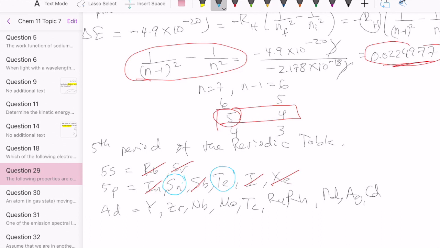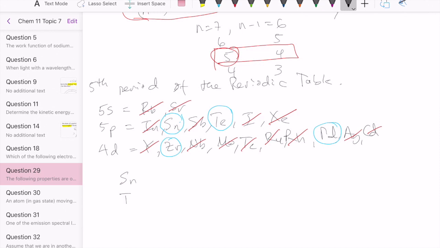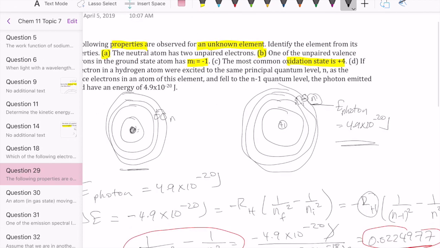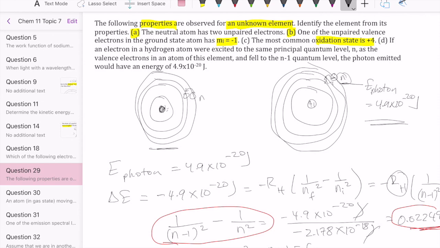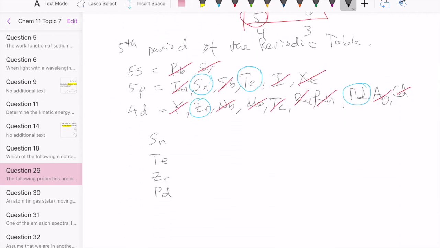And then in the 4d group, most of these could be removed with the exception of zirconium or Zr, and then palladium or Pd. So I'm going to write them right here, Sn, Te, Zr, and Pd, as the four potential elements. The other clue that we were told is one of the unpaired valence electrons has an m sub L equals -1. Remember that that's one of the quantum numbers, the magnetic angular momentum quantum number. So in order to use that clue, we're going to have to figure out the electron configuration of these elements that we've drawn out right here.